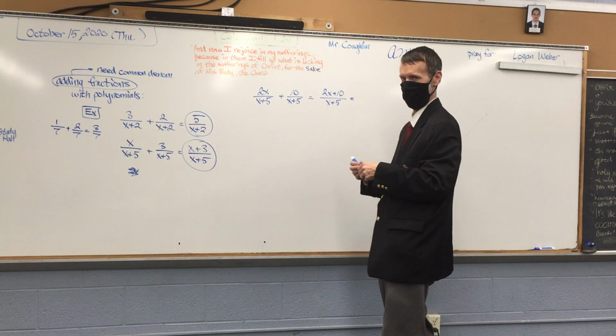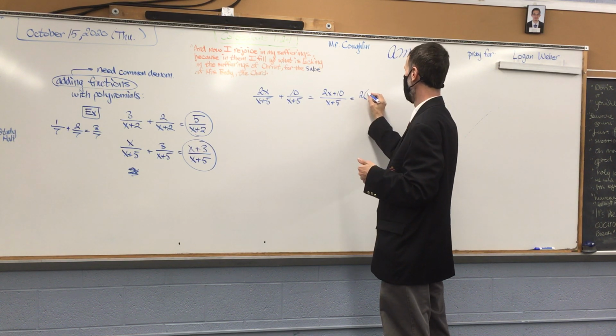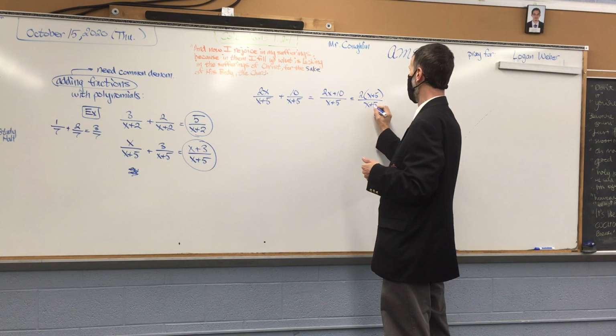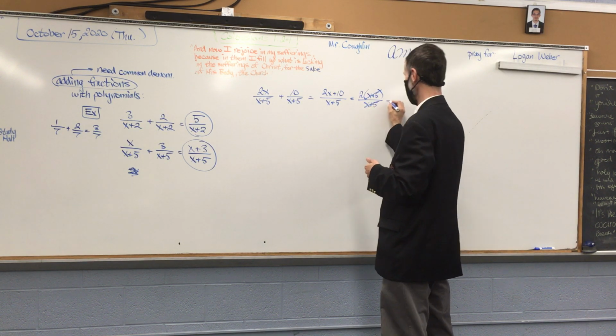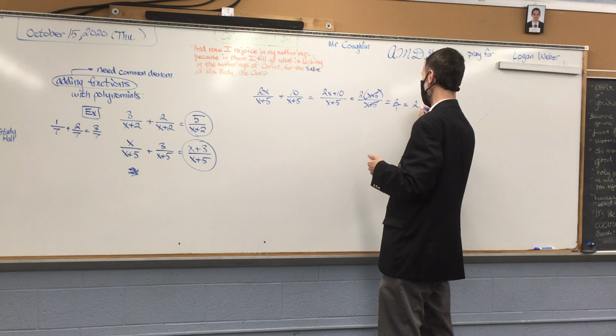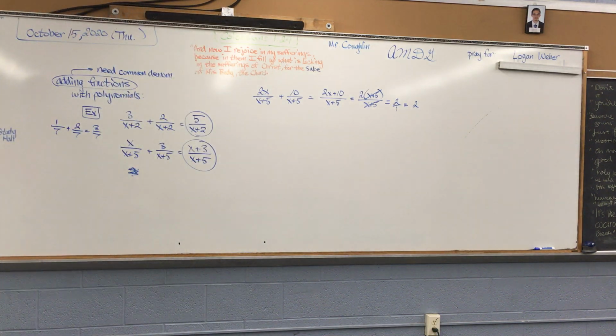The GCF is 2. And what's left behind? x plus 5. What good does that do? It's over x plus 5, so it cancels. The x plus 5's cancel. What's your answer? 2 over 1. Which is? 2. Every once in a while you get lucky and it reduces.